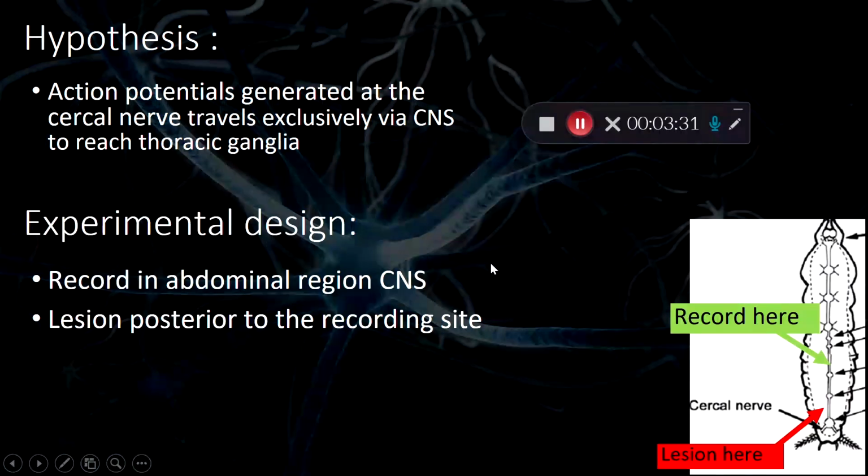Okay, so how do we test it? This is the experiment design. First, we are going to hook our electrode here. This is going to be our recording site. Later on, we're going to generate some lesion here. So what is the experiment result going to look like?